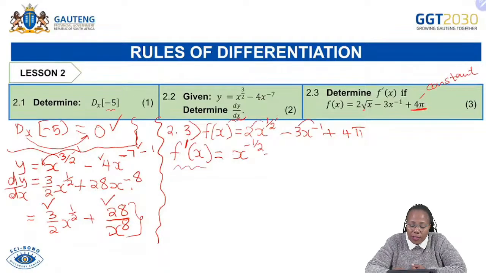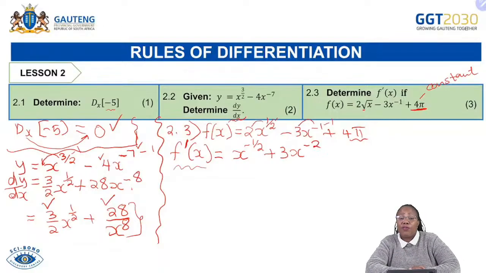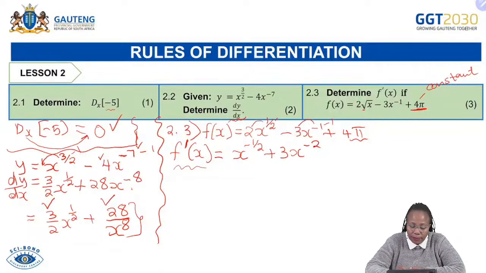Negative 1 times 3 is positive 3. Minus 1 is minus 2. X to the power minus 2. This one is a constant number. The derivative will be 0 because it's a constant number. The mistake that you do, grade 12, you write plus 4 as if pi is a variable x. No. Please take care of that one.